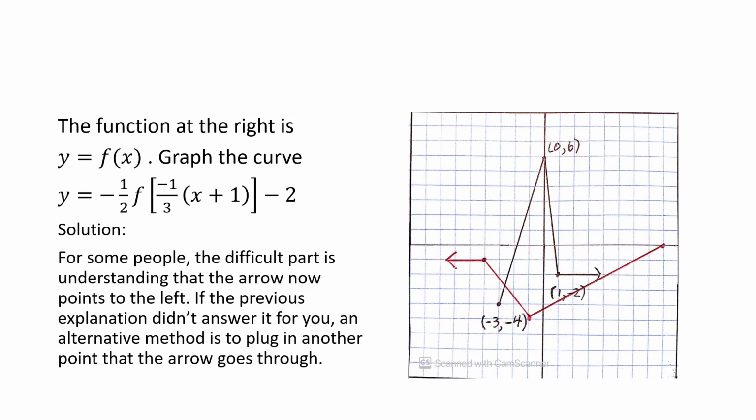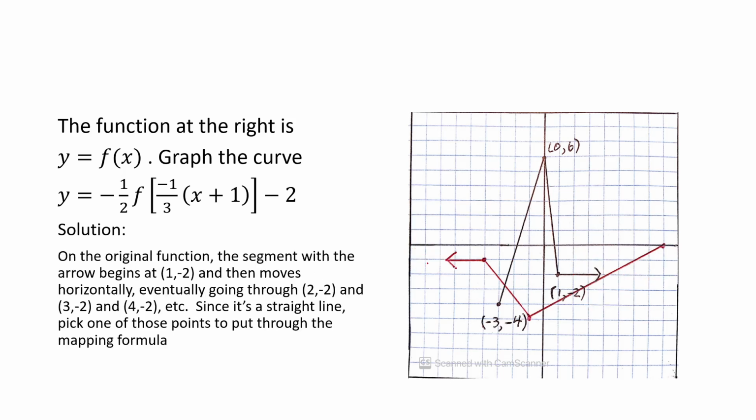So if the explanation I gave you earlier doesn't do it for you, then another method is to simply plug in another point that the arrow goes through. And you might say, well, what other points does the original function go through? And I would say the original function goes through (2, -2). It also goes through (3, -2). It also goes through (4, -2). I can take any one of those points, put it through the mapping formula, and what that'll do is it'll transform me to a point out here, which will then allow me to properly graph the curve.